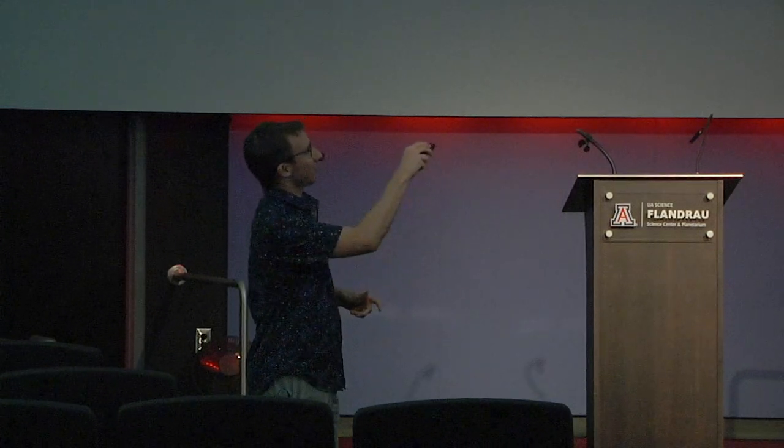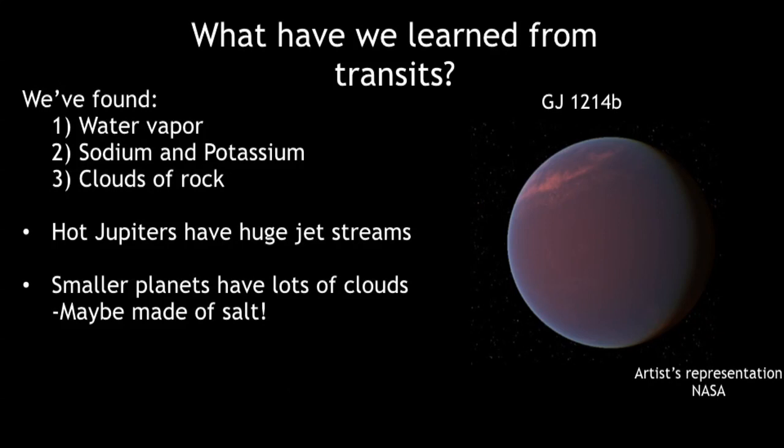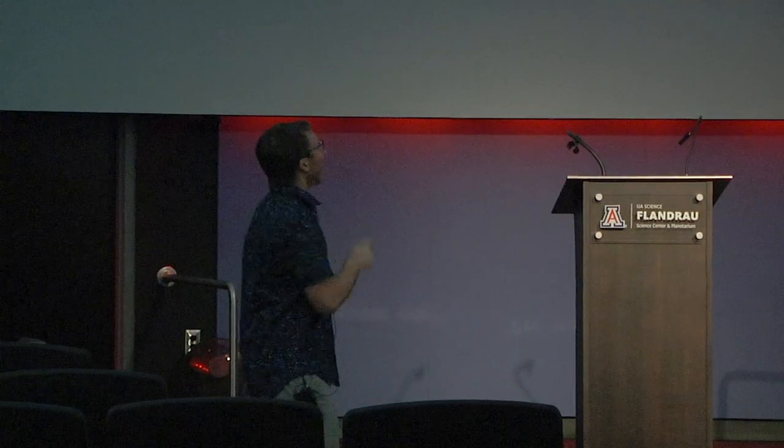We've also been able to detect clouds. So clouds are actually evidenced by having this spectrum be really flat. A lot of our spectra for small planets are pretty flat because they just look gray, because they're covered in clouds. And these clouds are not water vapor, because it's too hot for that. What they're actually clouds of is salt, so it's things like potassium chloride.